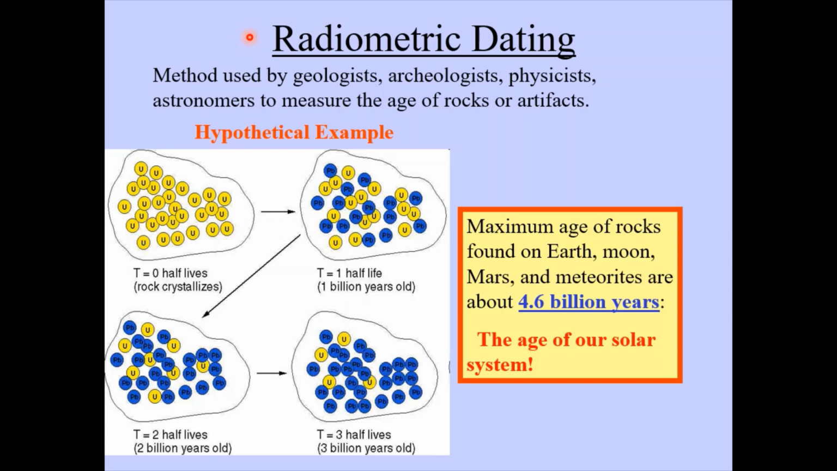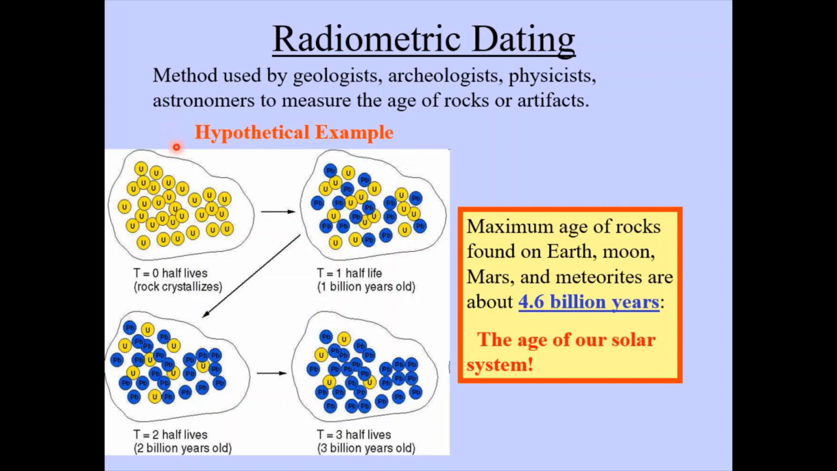Another interesting application of nuclear physics is the concept of radiometric dating. This is a method that's used by geologists, archaeologists, physicists, and even astronomers to measure the age of rocks or artifacts, including meteorites. So the way this works, and again, we won't worry too much about the details here, is this sort of hypothetical example.